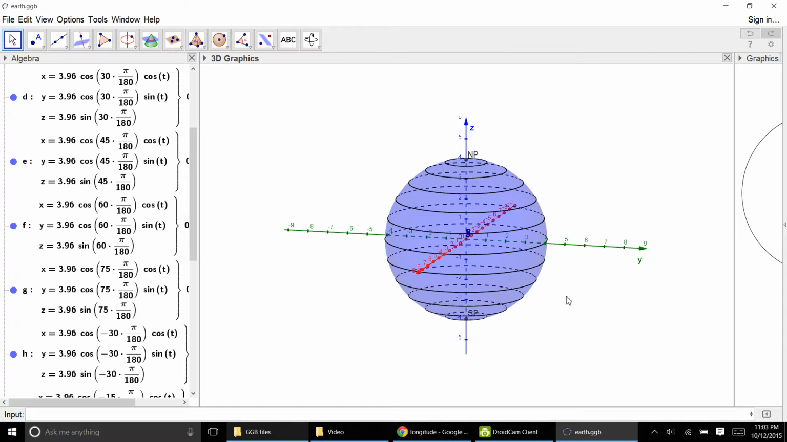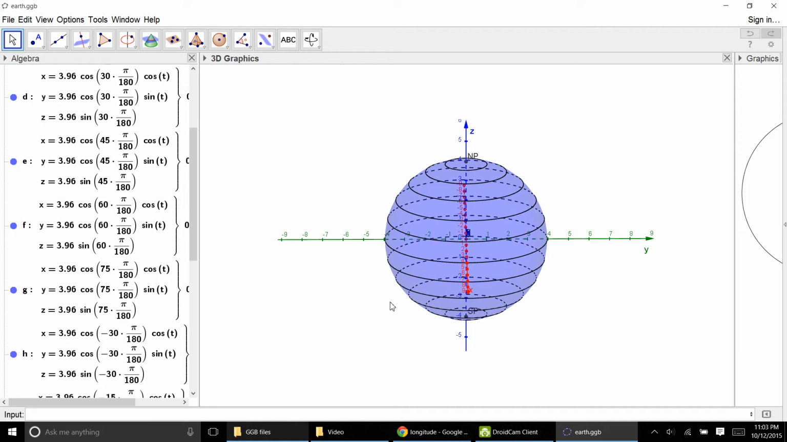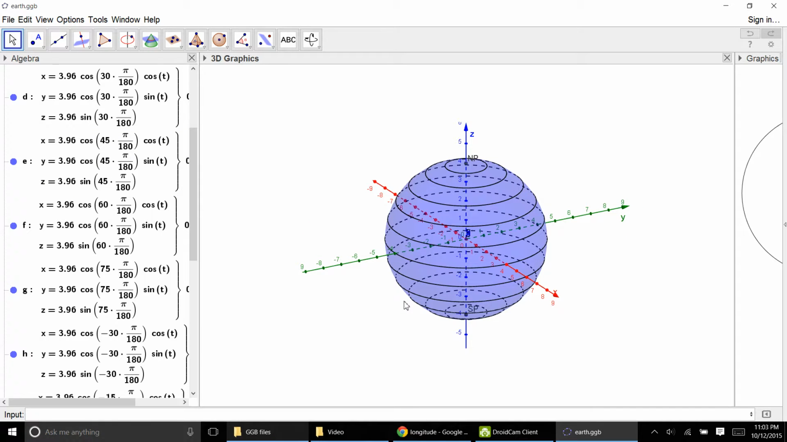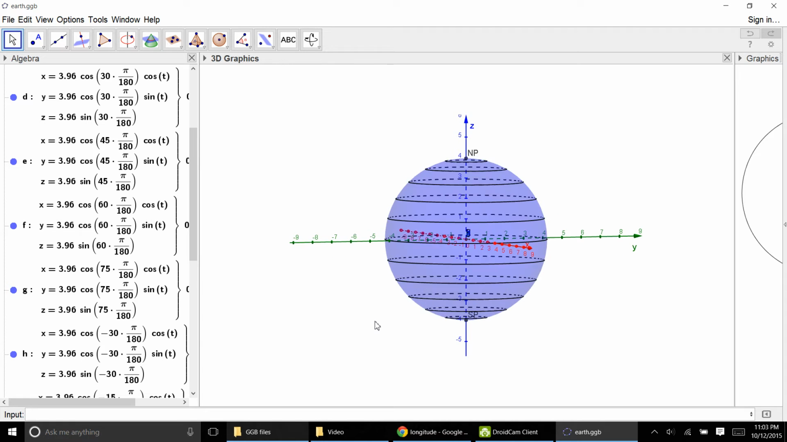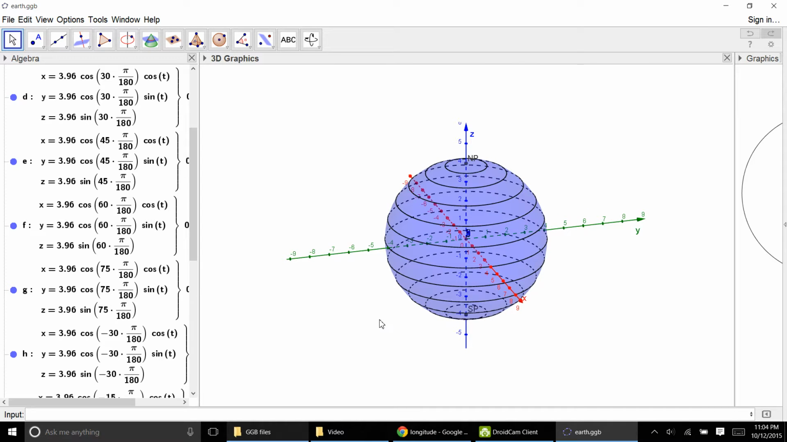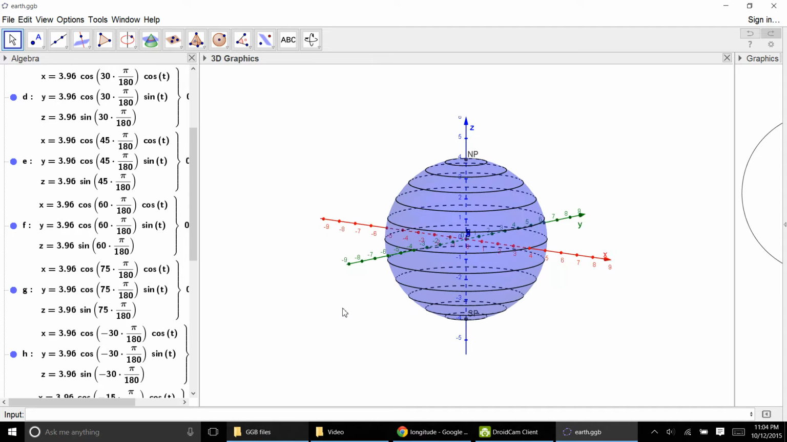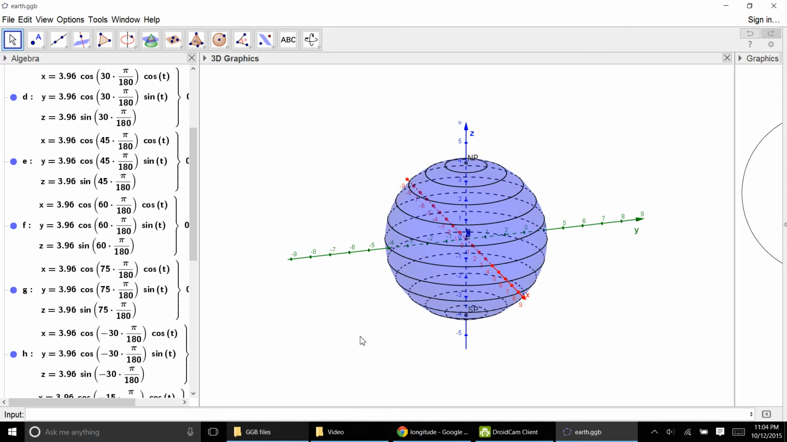What about meridians, though? What about lines of longitude? Those go through both poles. Okay, so they have that natural definition, but how do you decide what else they go through? There is no natural choice for that, really. It's kind of arbitrary.